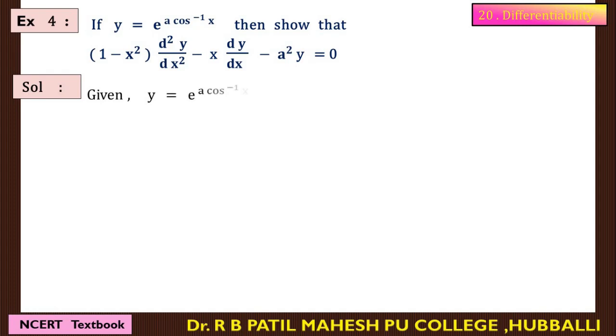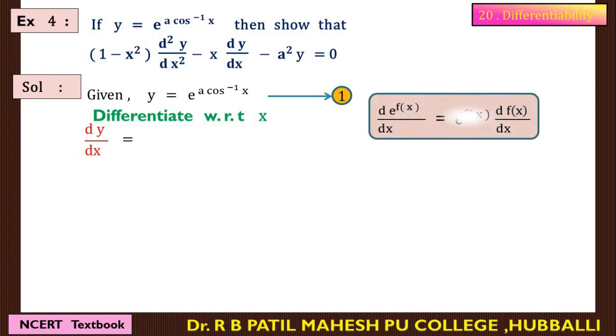First, you take the given function y is equal to e raised to a cos inverse x. Denote it as equation 1. And this is a simple composite function of an exponential. Differentiate with respect to x directly. So you will get dy by dx is equal to e raised to a cos inverse x, and for its derivative I follow the composite rule. So this is a formula.